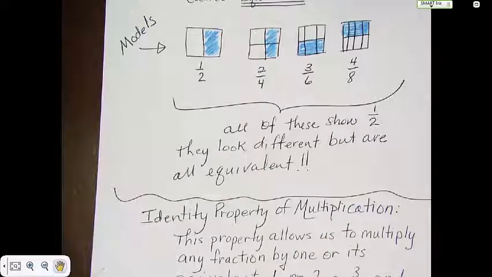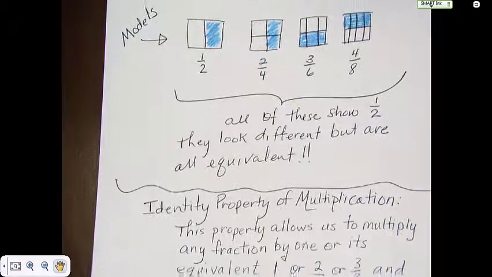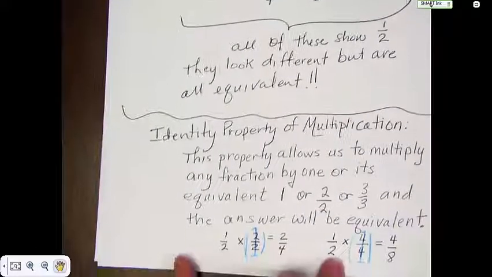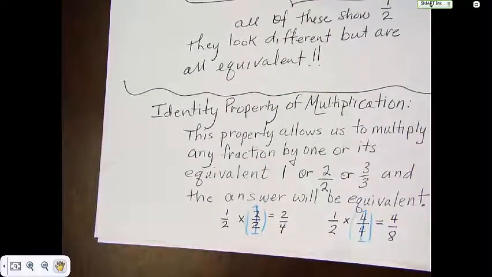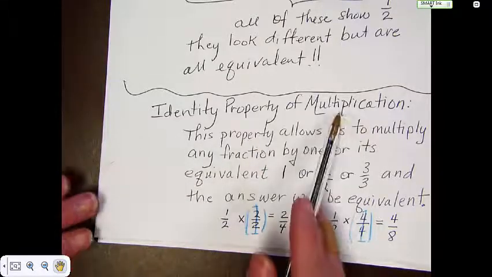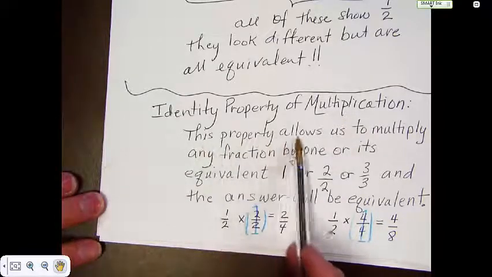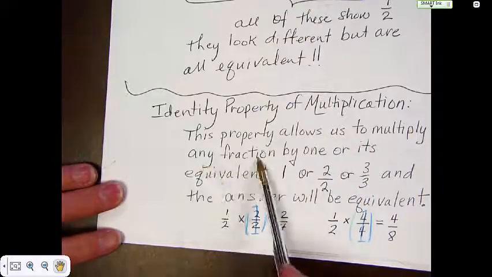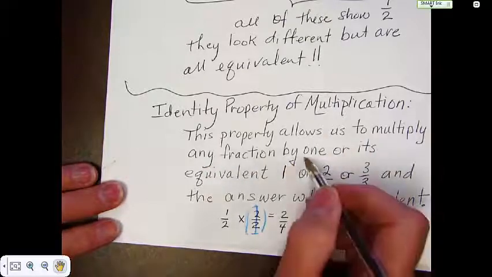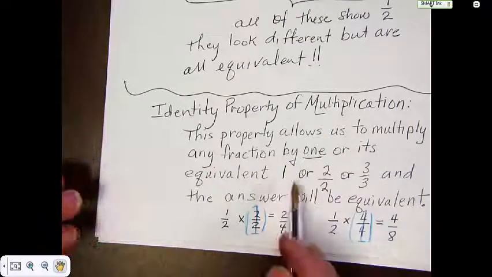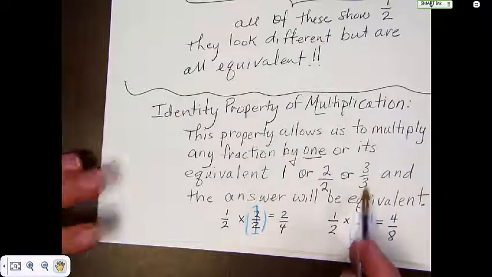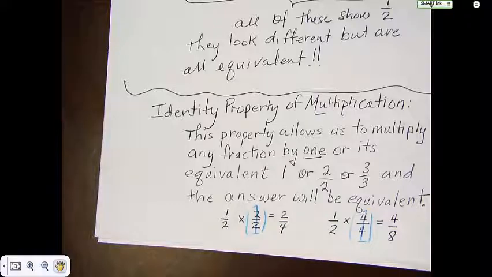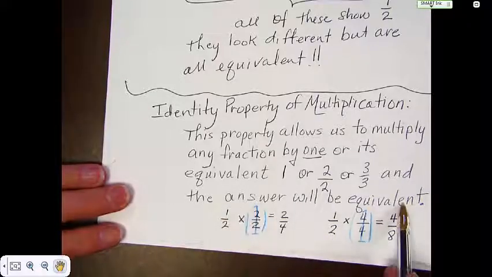Now, as we work with fractions, there is a property that we've already been introduced to that we need to be aware of. It's called the identity property of multiplication. This property actually allows us to multiply any fraction by 1 or its equivalent 1, meaning like 2/2 or 3/3 or 7/7 or 40/40, and the answer will be equivalent.